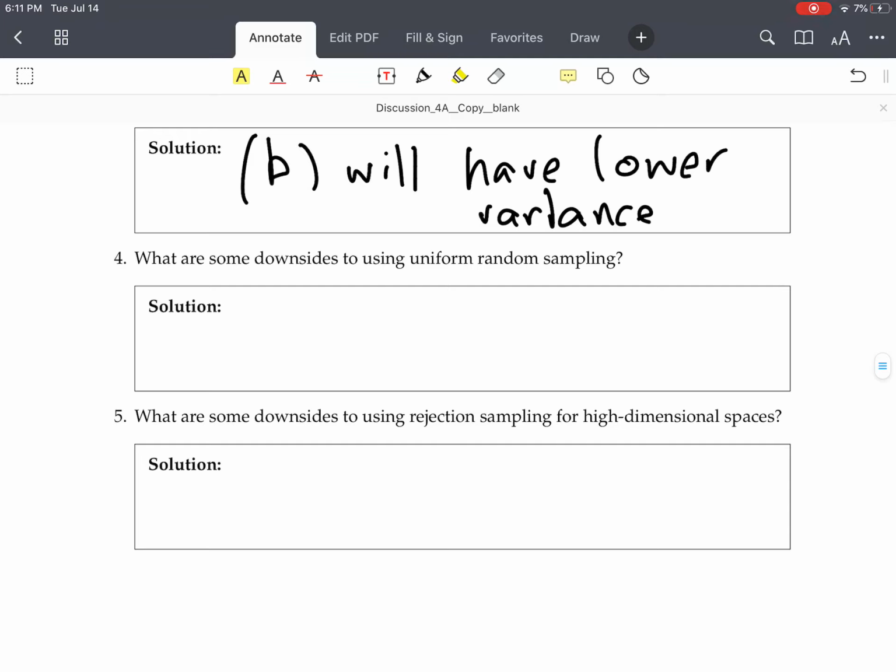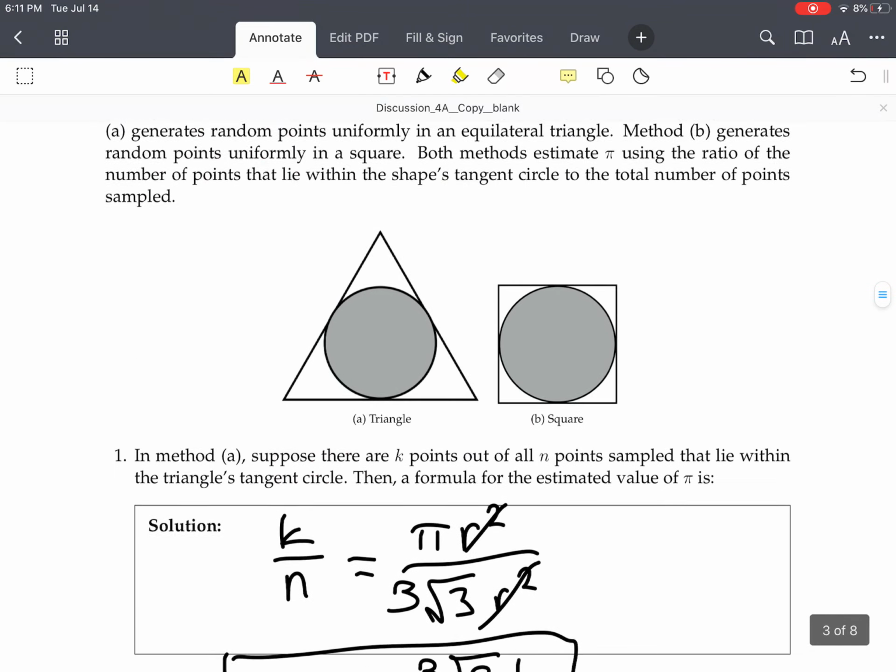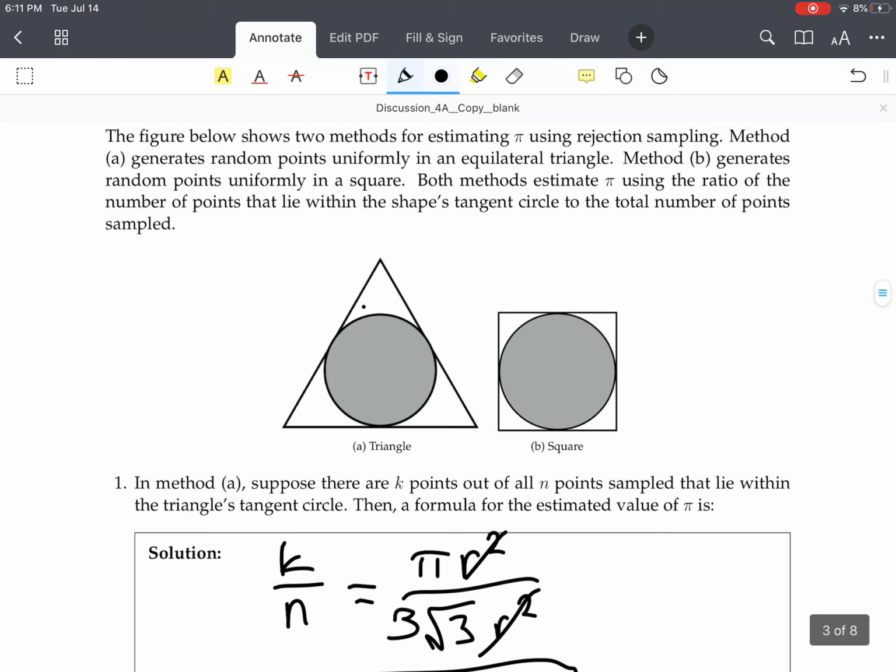What are some downsides to using uniform random sampling? So remember, uniform means every point is equally likely to hit, right? And so the biggest downside is that because it's equally likely to hit, we might need to get a lot of samples. It's possible we're hitting here, here, here, here, here, all these points before finally getting one here, which wouldn't help us much. We would probably have a very bad representation of pi if we were to use these samples I just drew.